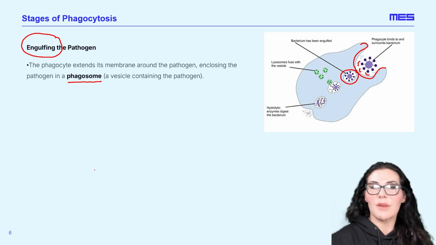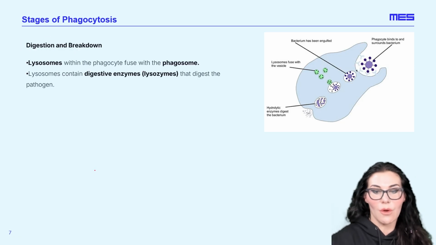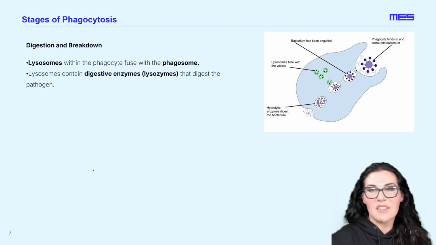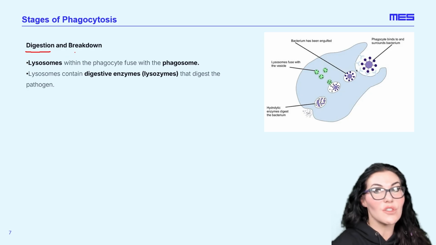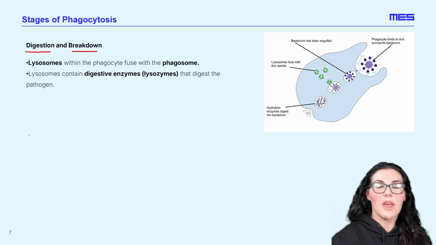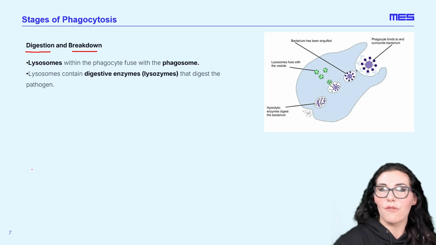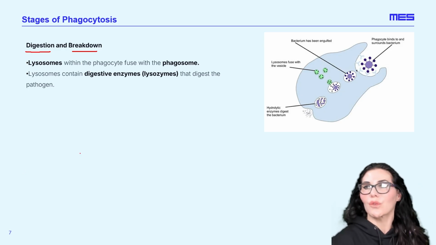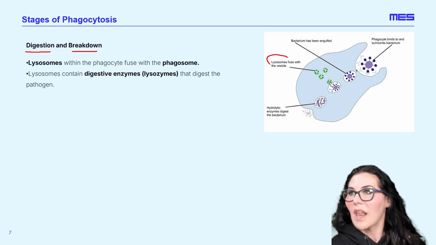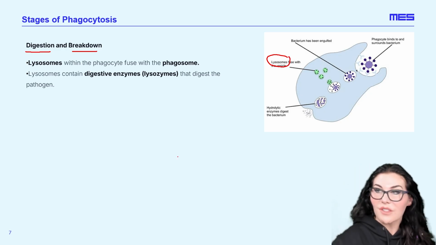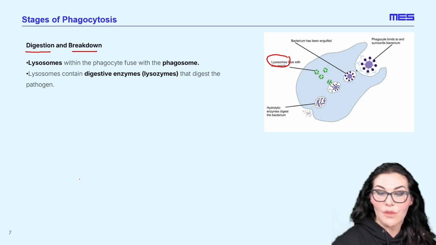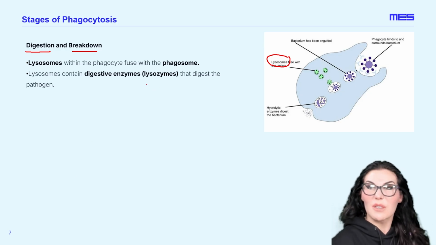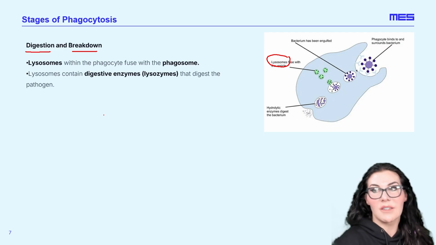Once the pathogen has been enclosed into the phagosome, that's when you're going to get the next stage of phagocytosis. We call this digestion. You can describe it as breaking it down as well. And this involves another type of membrane-bound sac, little vesicles called the lysosomes. Lysosomes are organelles that we find in our cells, and what they contain are digestive enzymes, hydrolytic enzymes if you like, or if you want to be very specific, we can call these the lysozyme enzymes.